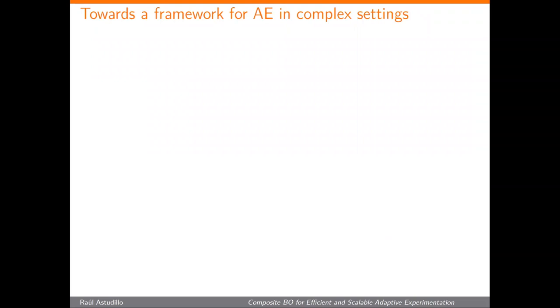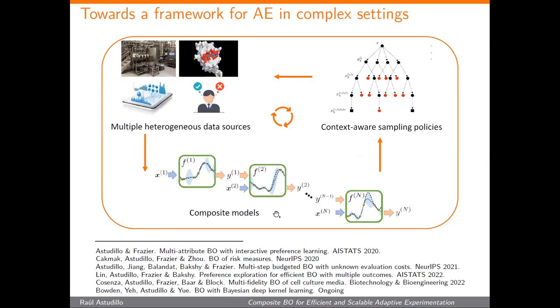Okay, so this marks the end of my discussion on composite Bayesian optimization. We are near the end of my talk, so I'm just going to take a moment very quickly to talk about some of my other work and how this fits into our research agenda towards having adaptive experimentation in more complex settings. Here I talked about composite objective functions and composite models. I do believe this is going to be key to scale Bayesian optimization to these more complicated settings, but definitely this is not the only consideration to be able to scale Bayesian optimization.